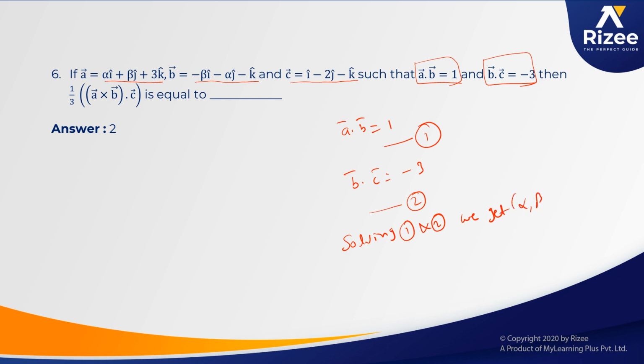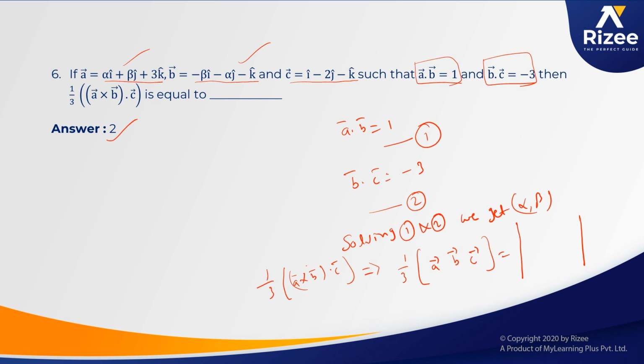the alpha beta values. Substitute the alpha beta values in these equations. Find 1 by 3 A cross B dot C bar. It can be written, by using the coplanarity formula, as 1 by 3 box of A bar, B bar, C bar, which is equals to, we have to find out the value, we get 2.